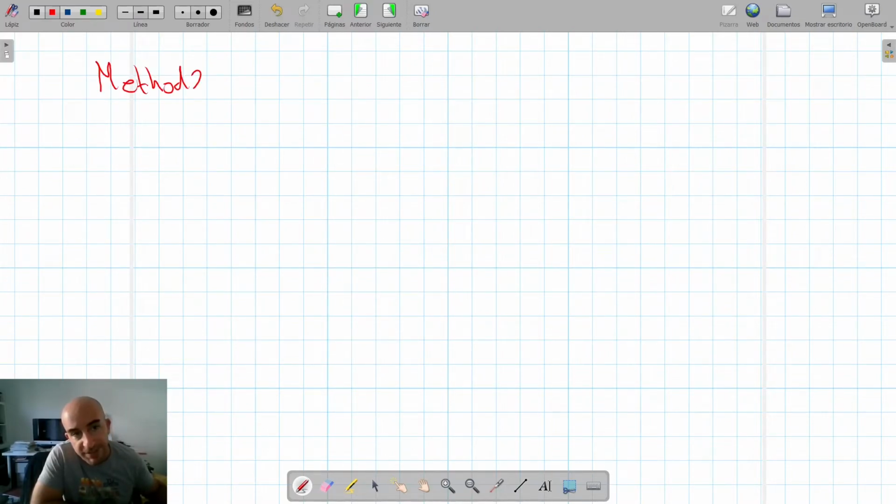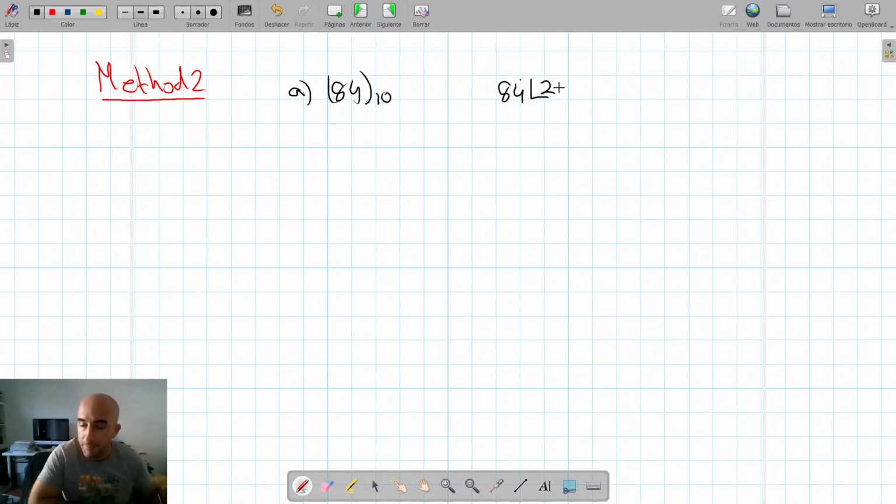And we're going to use the same numbers, so we can check them. So we had 84, and we're going to use the second method. What is the second method? We're going to divide the number in decimal by the base of the new system, in this case 2. 84 divided by 2 is 42. If we don't have a remainder, if it's an exact number, we're going to write a 0.